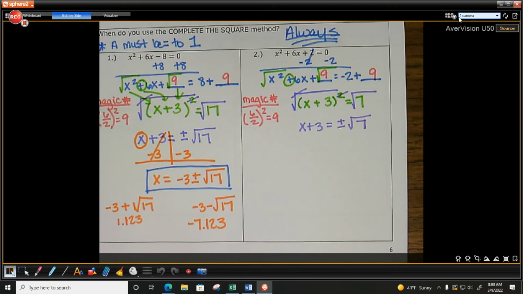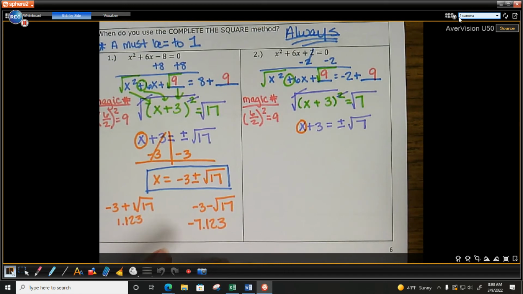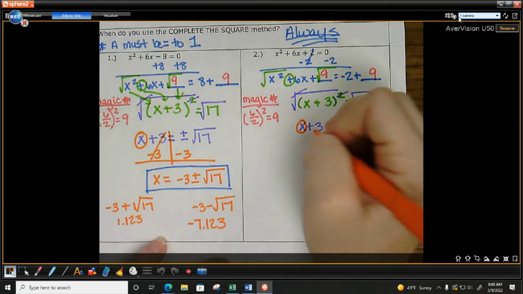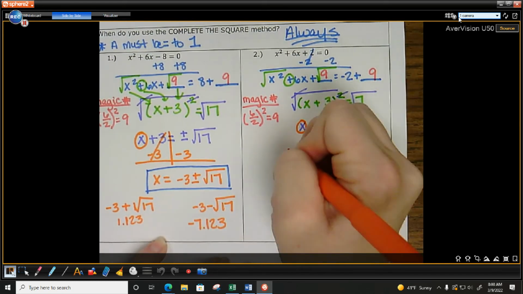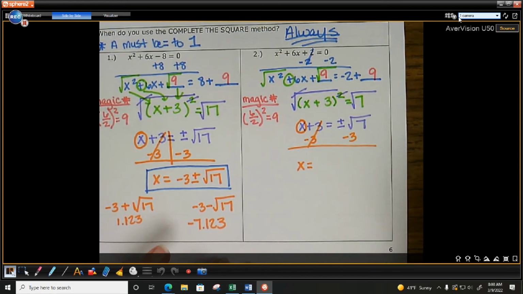Okay, my next step is to get x by itself. What am I going to do to get x by itself? Minus 3. So I get x equals, what do I get?